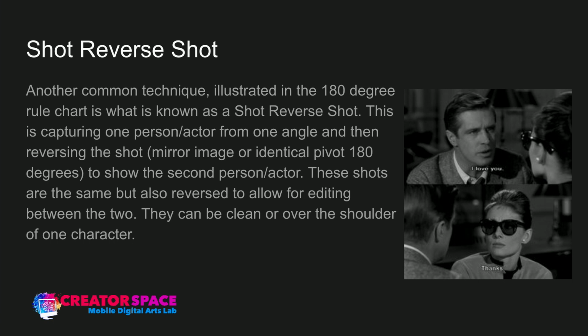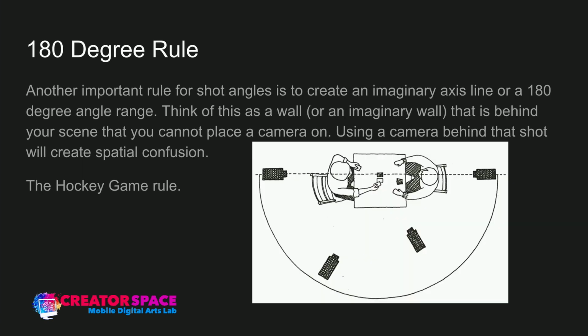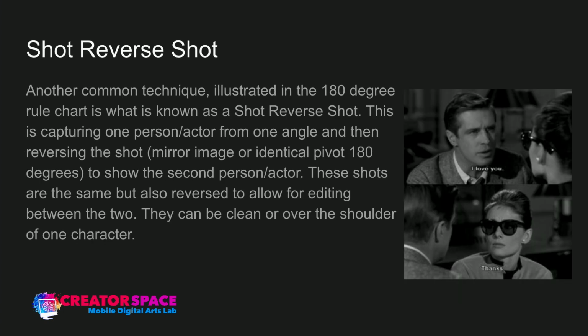And then the last thing here is, in doing that, you create something called shot, reverse shot. That's a very nice, common technique, and it's illustrated in this 180-degree rule, where you see the two characters at a table. It's capturing one person or actor from one angle, and then reversing the shot into a mirror image, an identical pivot at 180 degrees to show the second person or actor. The shots are the same, but they're also reversed. You can see the character's on screen left, and then Audrey Hepburn's on screen right in the second shot. So that's the first shot, and then the reverse shot. It's the reverse of what you see in the first shot.